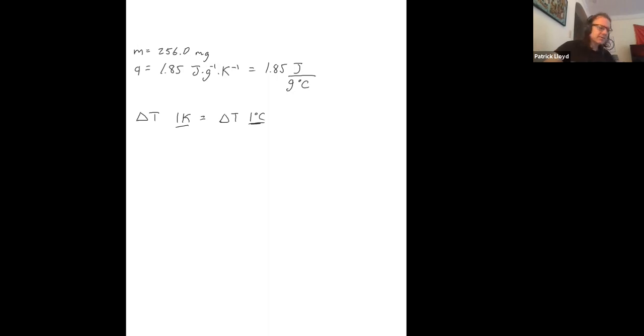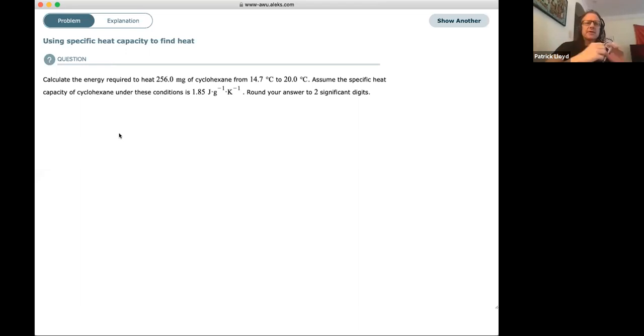I'm sorry. Let me come back here. Because again, I made a second mistake here. I made a couple mistakes in interpreting this for you. Let's read this very carefully. Calculate the energy required. So we're asked for Q. We're not given Q. It says calculate Q, required to heat 256.0 milligrams. So there's your mass. So we're asked to find Q given the mass. We are also given the two temperatures, which gives us delta T.